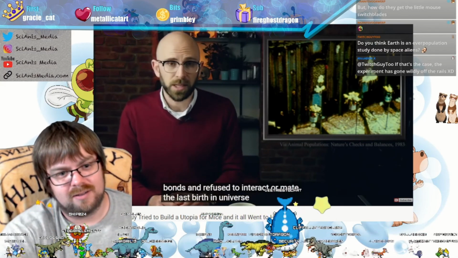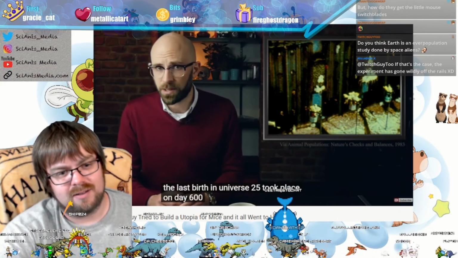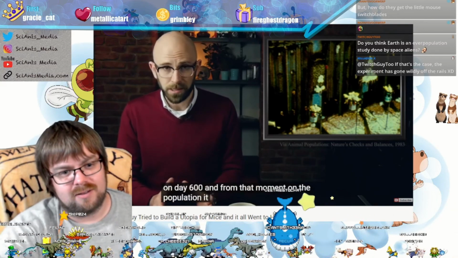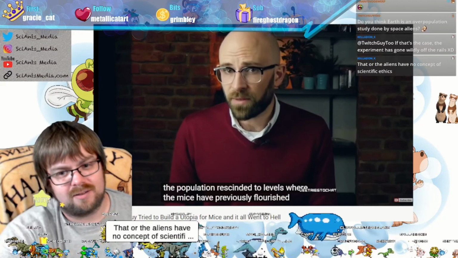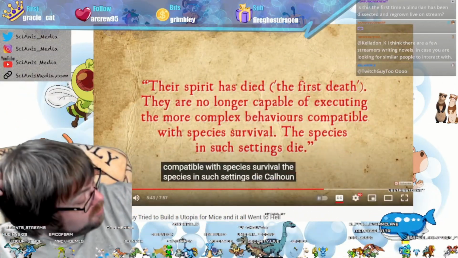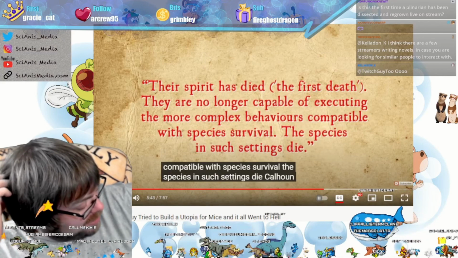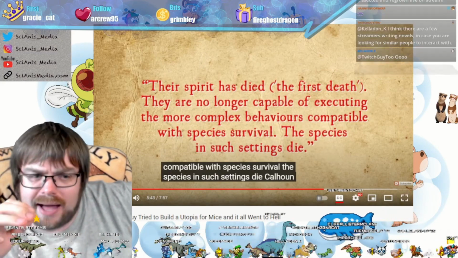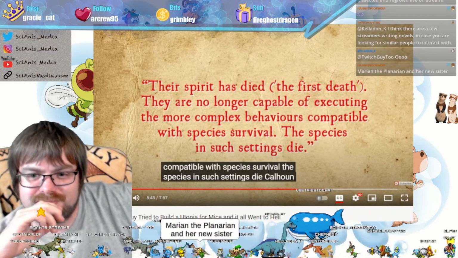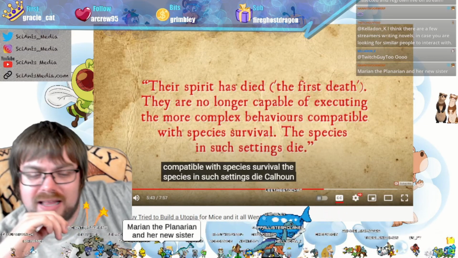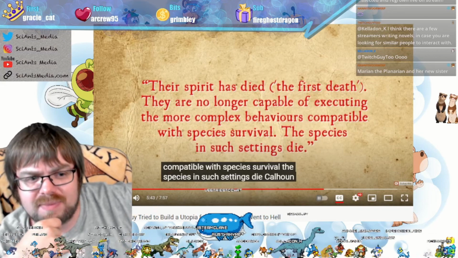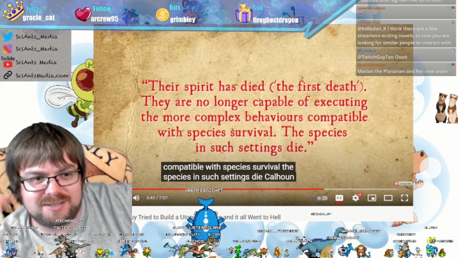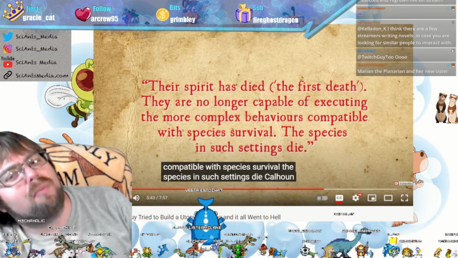The last birth in Universe 25 took place on day 600, and from that moment on, the population slowly dwindled. Even when the population receded to levels where the mice had previously flourished, they refused to breed or go back to their old way of interacting. So that was kind of the argument that he was having, that the lack of interaction, that social behavior that is critical to the survival of the species, started to break down, and that's what led to the end of that little utopia that they built.